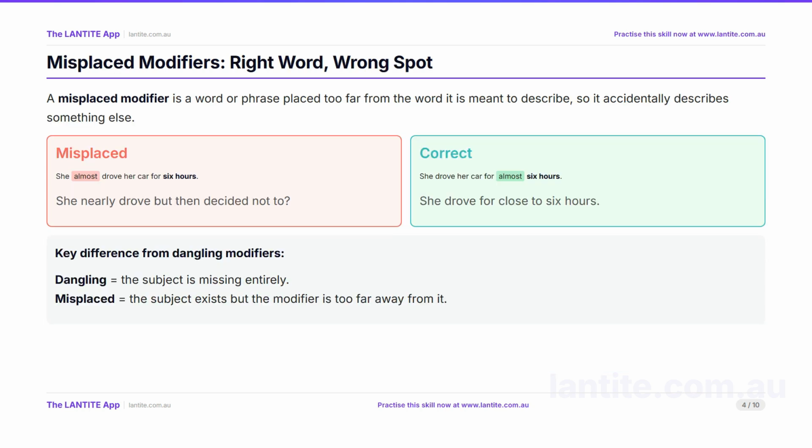A misplaced modifier is different from a dangling one. With a misplaced modifier, the word the modifier should describe is actually in the sentence. It is just in the wrong spot. Look at this example. She almost drove her car for 6 hours. The word almost is next to drove, which makes it sound like she nearly drove, but then changed her mind. But the writer meant she drove for close to 6 hours. Moving almost next to 6 hours fixes it completely. She drove her car for almost 6 hours. The key difference between the two types is this. A dangling modifier has no subject to attach to. A misplaced modifier has a subject, but the modifier is too far away from it.